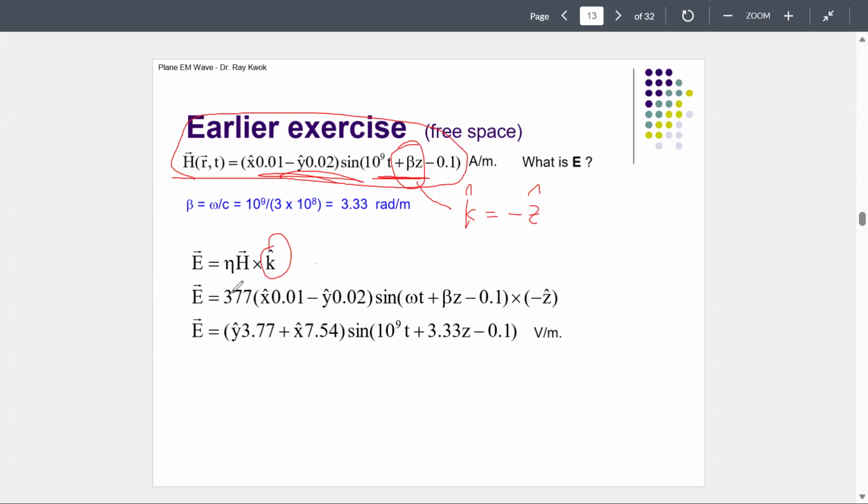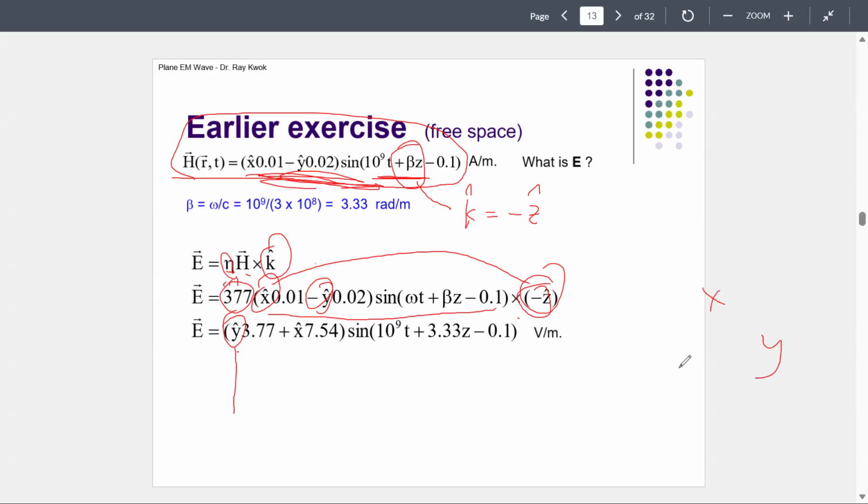That's super easy. So eta, this is in vacuum, so it's 377. H is just whatever is given. I just copy the whole thing here. Cross K, K is minus C hat. So X cross C hat is minus Y hat, but X cross minus C hat becomes positive Y hat, right? And then this is minus Y hat cross minus C hat. That means Y hat cross C hat. X, Y, Z. Y hat cross C hat is positive X hat. So positive X hat, and then this is your answer, right?